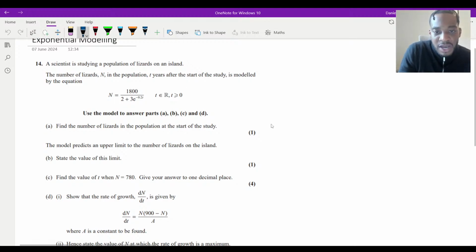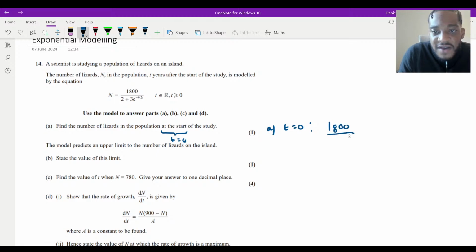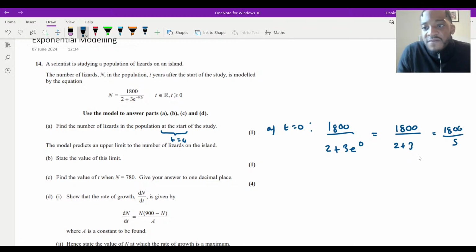So remember, this is very easy. Part A, at the start, initially. If you see those words, at the start or initially, that just means when t is equal to 0, right? So I'm going to say t is equal to 0. What happens? Well, we're going to have 1,800 divided by 2 plus 3e to the 0. And that's going to be 1,800 over 2 plus 3, which is 5.